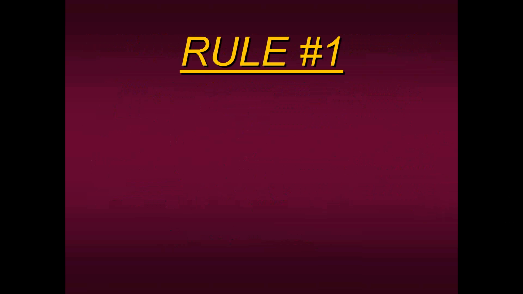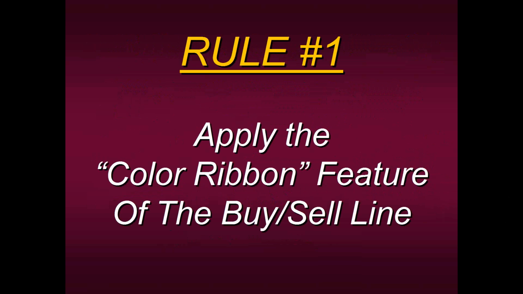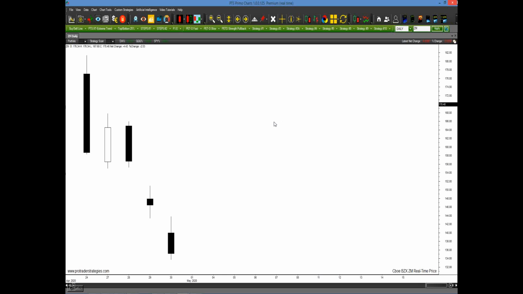All right, rule number 1. Apply the color ribbon on our PTS Primo charting platform feature of the buy-sell line. All right, so what exactly is that? Well, let's look at this chart here in Zoom, okay? This is coming into May.